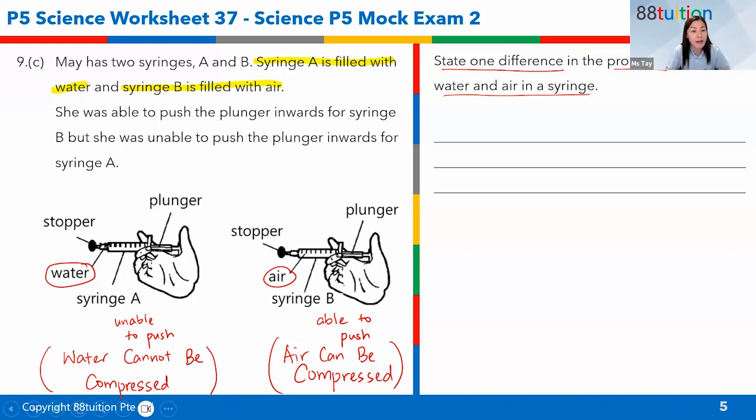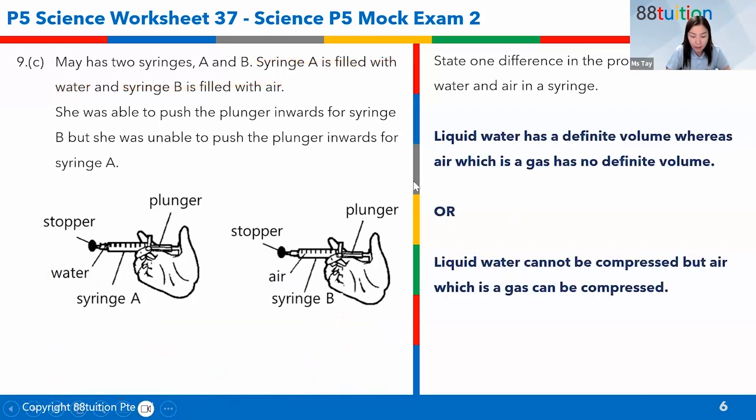Emma, yeah, concept-wise, you are correct, but the way you are writing it down, be very careful. Okay, so this is the suggested answer. Liquid water has a definite volume because whether a substance can be compressed or not is also telling us something about the volume, right now. Okay, when something has definite volume, it cannot be compressed.